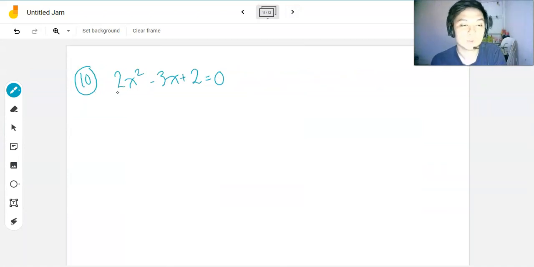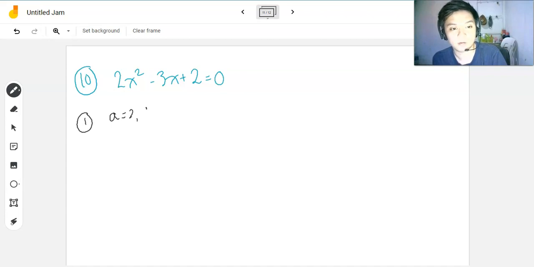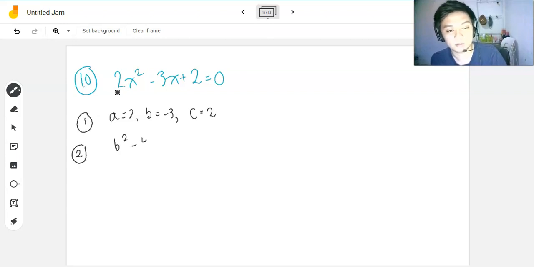Number 10. 2x squared minus 3x plus 2 equals 0. So, ito ay naka-standard form naman na nga. Anong value ng a dito? 2. Anong value ng b? -3. Anong value ng c? +2. And then, step 2. Pagkuha lang ng value ng discriminant na b squared minus 4ac.